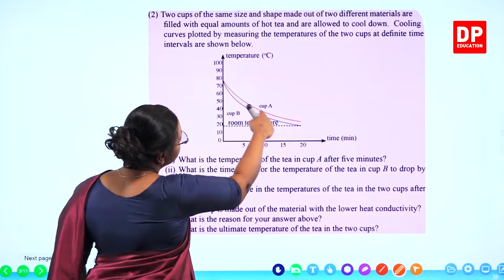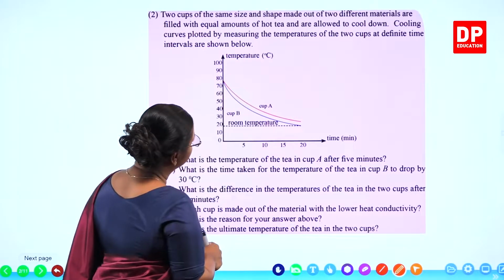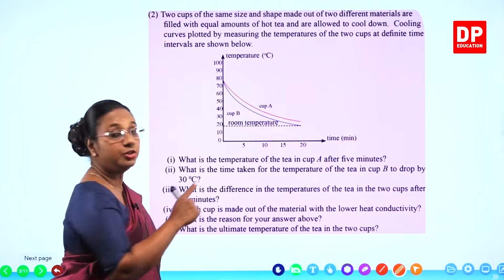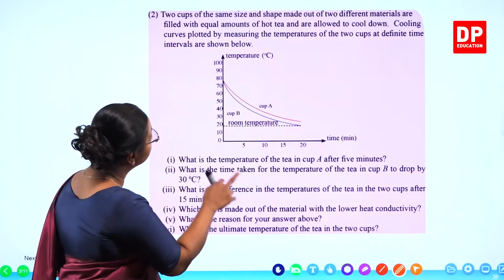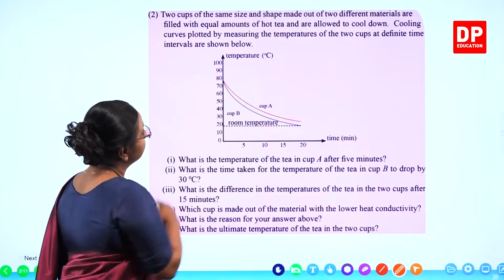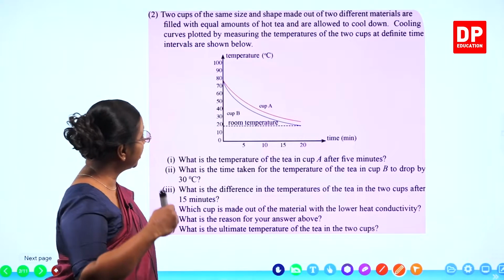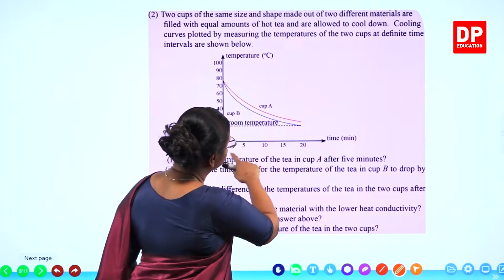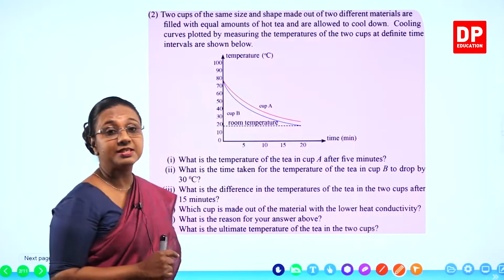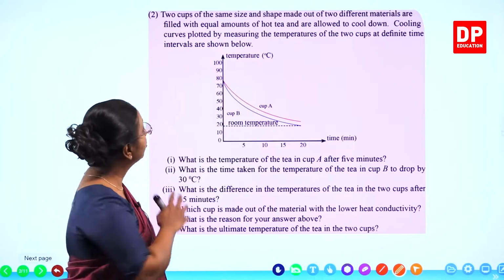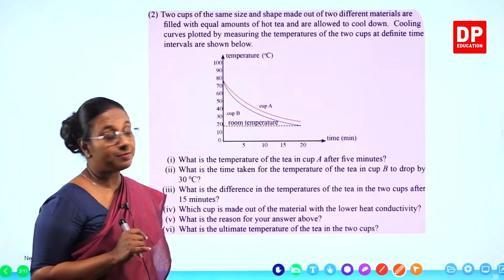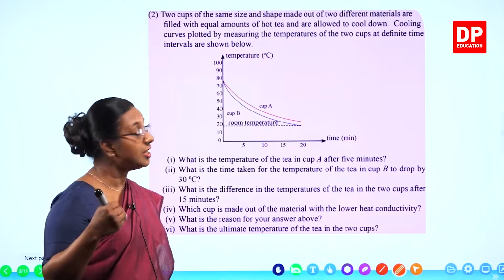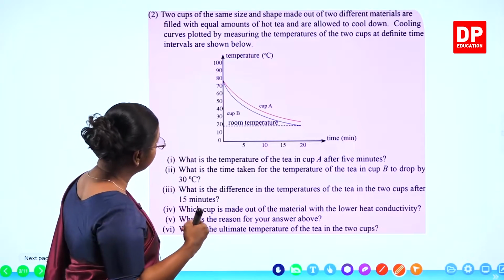So, here you can see cup A has been shown in red color and cup B in blue color. Those are the two curves. And if you look at the two axes, the y-axis is temperature, that is the change in temperature. So, that is plotted with time. Time is given in the x-axis. So, temperature versus time, that is the plot. So, that gives rise to the cooling curve because the temperature decreases. The hot tea is cooling down.